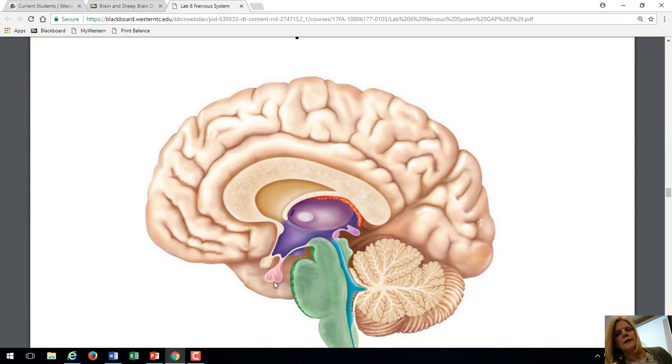Another structure we see, a small gland, part of the endocrine system, is the pineal gland, which comes off of the back of the brain, which is here. And the pineal gland, so you'll see it coming off the back of the thalamus, and we'll look at it in the sheep brain in a little bit. But the pineal gland, its job is to secrete melatonin, and that helps with our sleeping and waking up cycle.